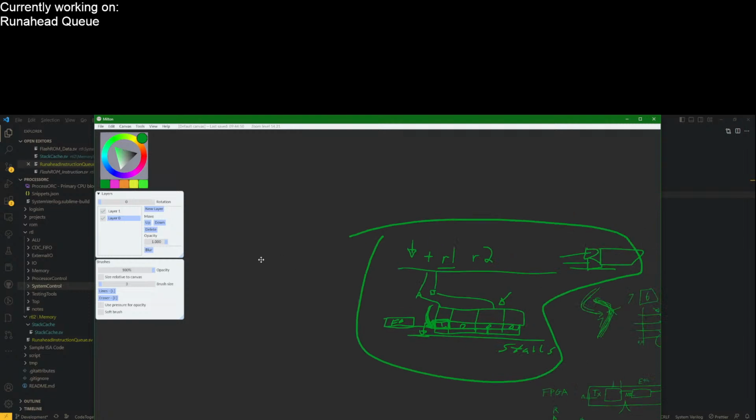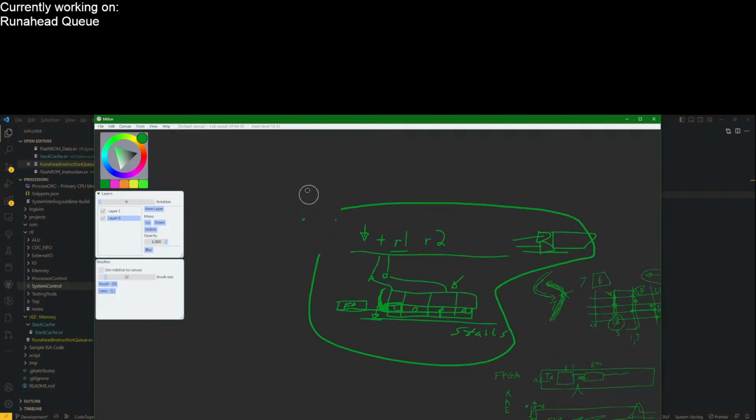Actually, what am I doing? I'll just erase this and just remake it. This is written badly anyway.